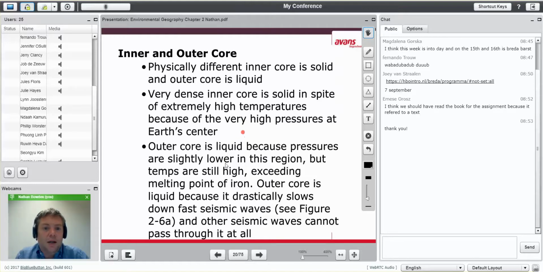The outer core is liquid because the pressures are slightly lower, but the temperatures are still high, and they exceed the melting point of iron. We know that it is liquid because it slows down a very fast seismic wave, and other seismic waves cannot pass through it.